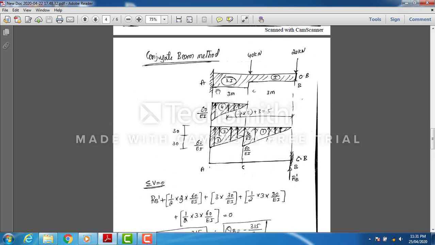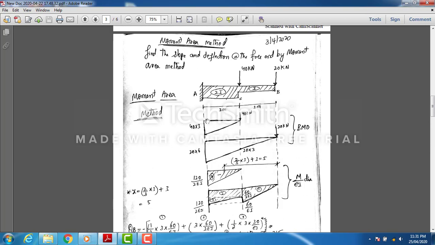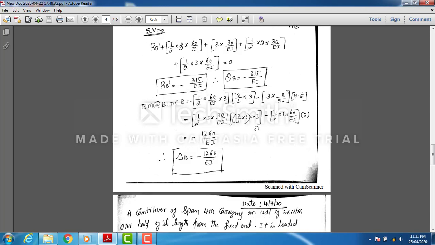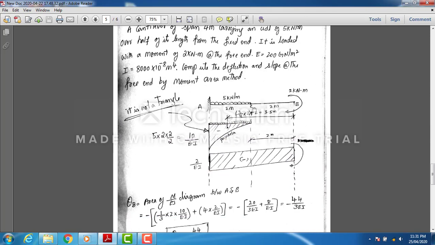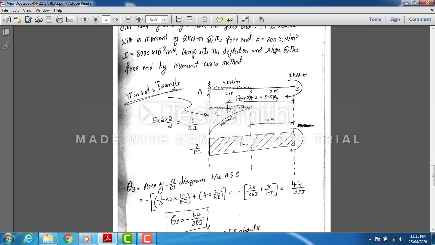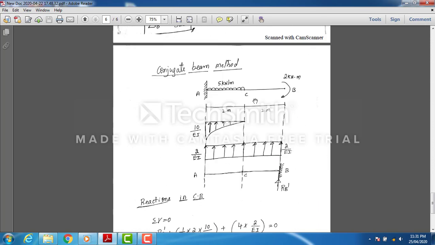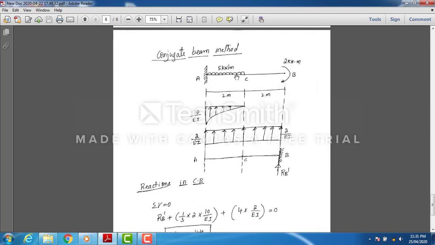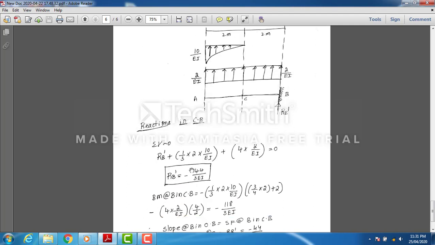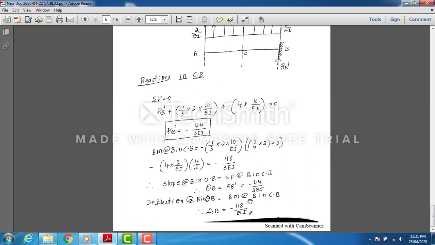First we need to find the support reaction. Again I did the same thing here: the fixed end is made the free end and the free end is made the fixed end. I said you can also make one diagram, but here I have gone with 2 diagrams just to be in line with the moment area method. Here again, the same problem which we solved by the moment area method, I also solved by the conjugate beam method. I have taken 2 diagrams for 2 loads and accordingly I found the reaction as well as the deflection.